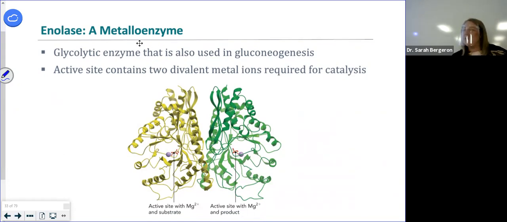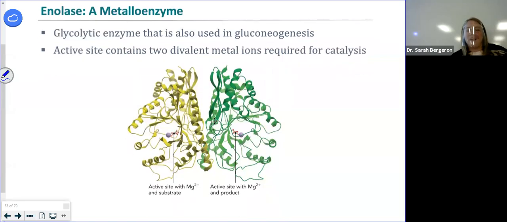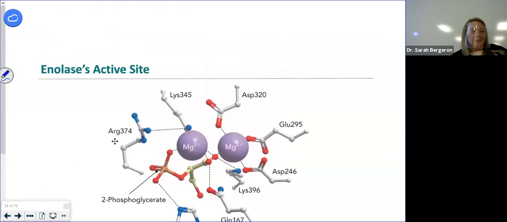And this is one that you will see in gluconeogenesis. So when we make sugars, not when we break them down, but when we make them. And it actually functions inside the cell as a dimer. And each of the individual monomers contains an active site. And at each active site, the active site has magnesium 2+, which is the purple circle. And then it also has a substrate in it. And so let's look at what that actually is.